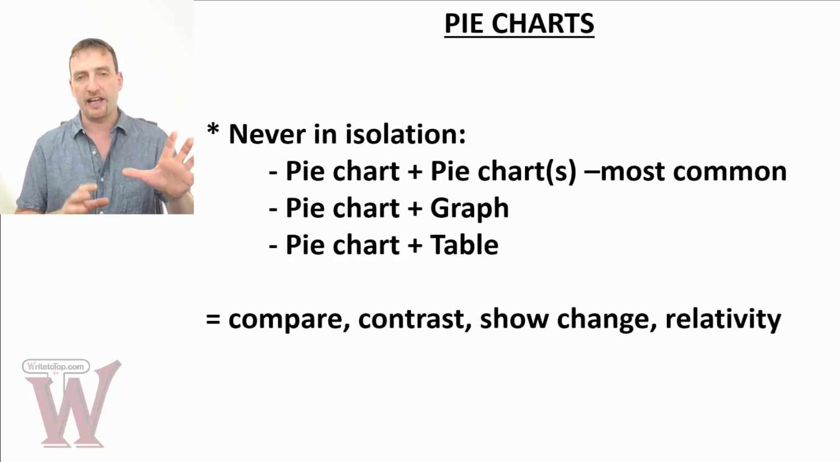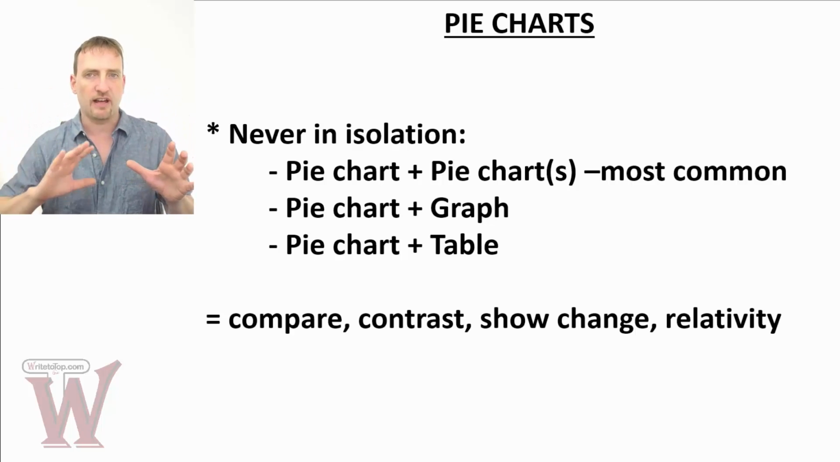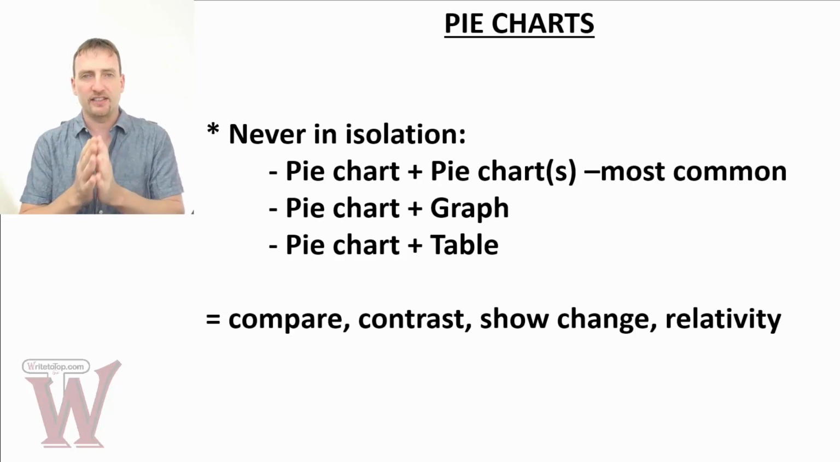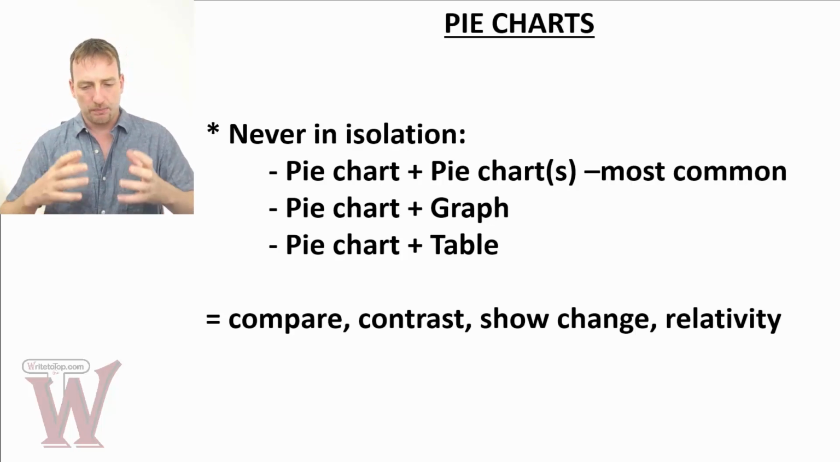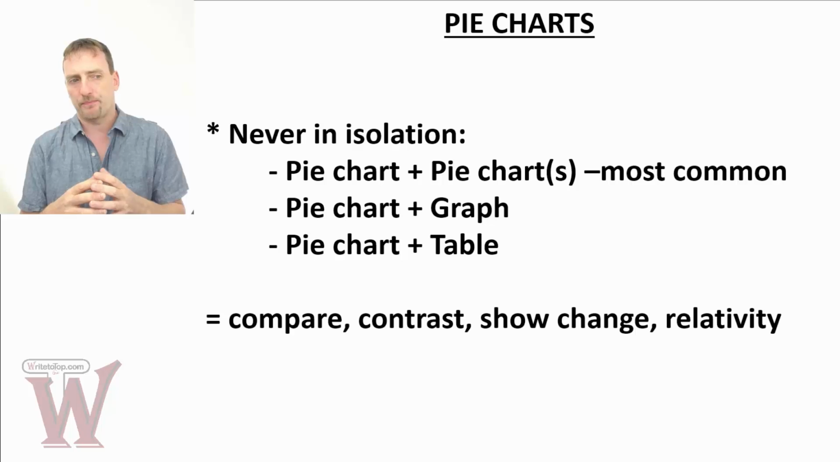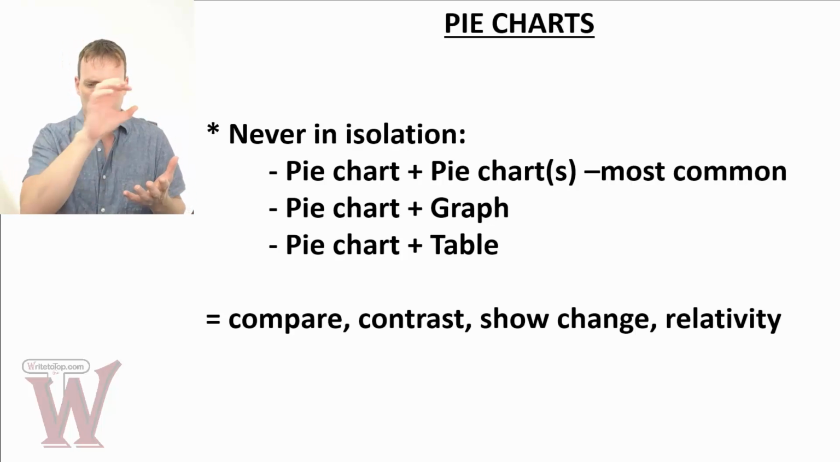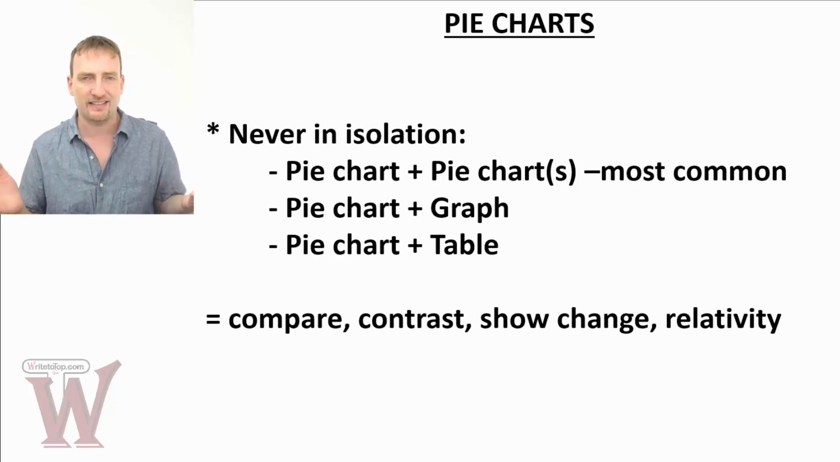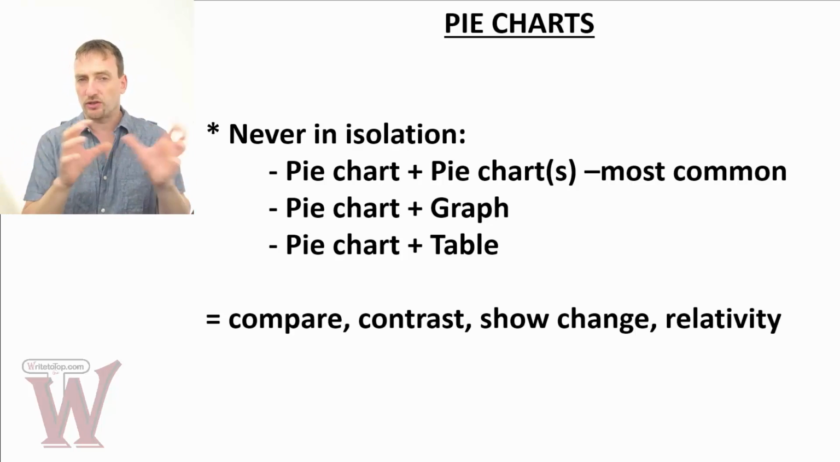You might also get a pie chart and a graph, a line graph or a bar graph, or you might get a pie chart and a table. Any way you get it, you're always going to get at least 2 items to look at, because if you're given one pie chart, there's nothing really to talk about. You talk about all the different pieces of the pie and what the numbers are, and that's it, right? So you can't say much. So it's always going to be 2.